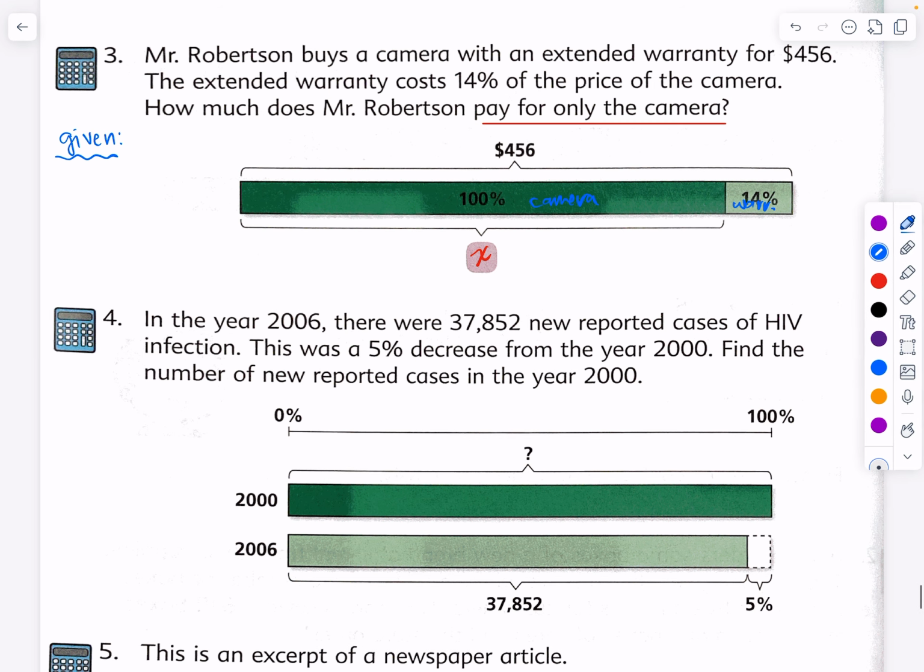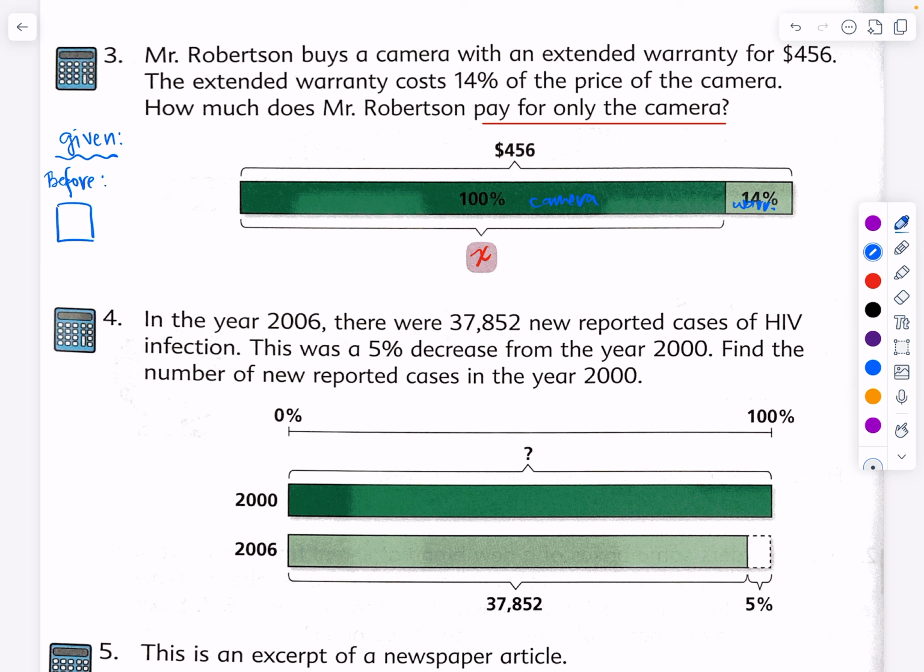Another way to take a look at it is to say, before Mr. Robertson paid for the camera, its cost was X dollars. What happened? Well, he seems to be a very safe type of person. After he purchased an insurance policy on the camera, which added 14% to the list price, he ended up paying at the register $456.